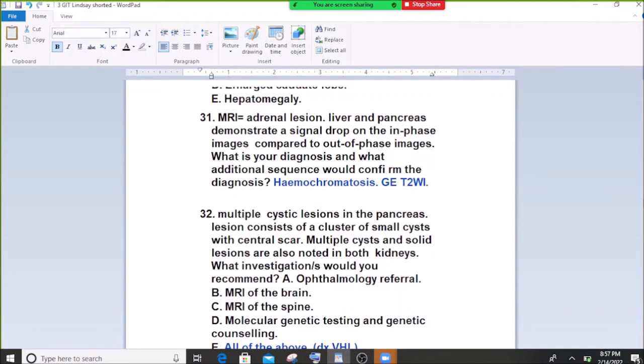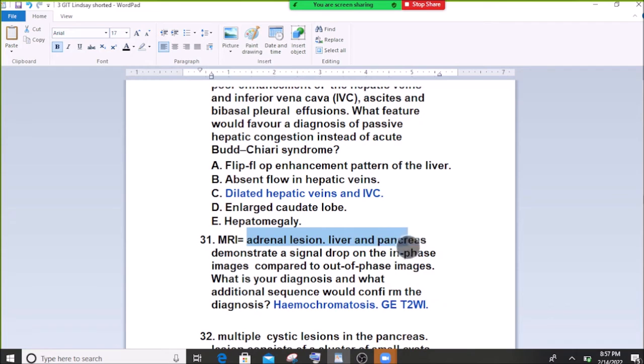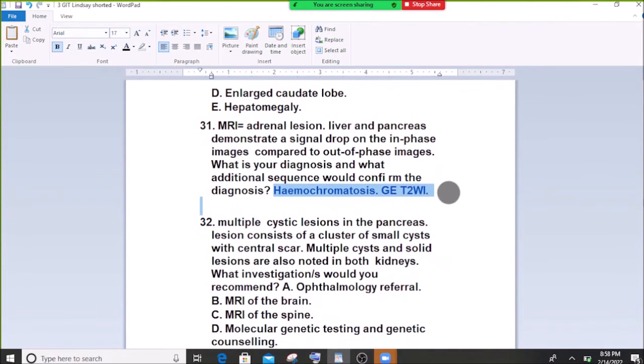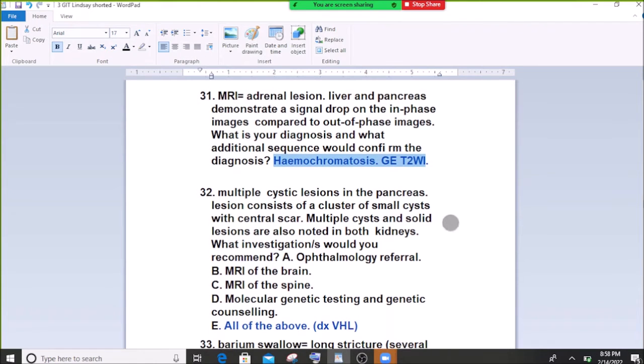Question 31. MRI shows an adrenal lesion. The liver and pancreas demonstrate signal dropout in in-phase images compared to out-of-phase images. What is the most likely diagnosis, and what additional sequence would help confirm the diagnosis? Hemochromatosis. The sequence is gradient echo T2WI. Signal dropout in in-phase images in the liver and pancreas is seen in hemochromatosis. And what do you do after that? Get a gradient echo T2WI.